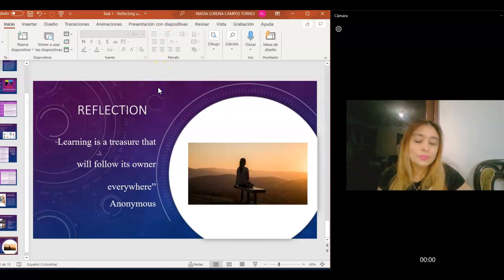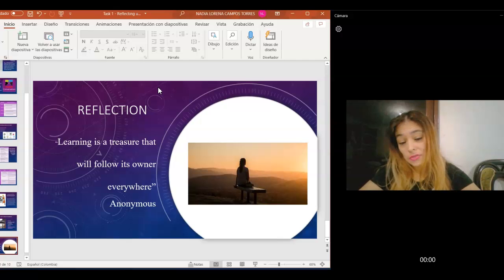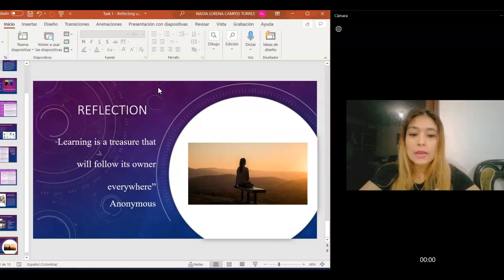My reflection. Well, at the moment I have not done any certification of my level of English. I consider that my level at the moment is B2 or intermediate. I did enroll in an English course at the Colombo Americano and I have been reinforcing by watching YouTube videos and doing exercises online. And for my work, many of the documents that I have to write are in English. Then I consider that lately I have improved my level of English.